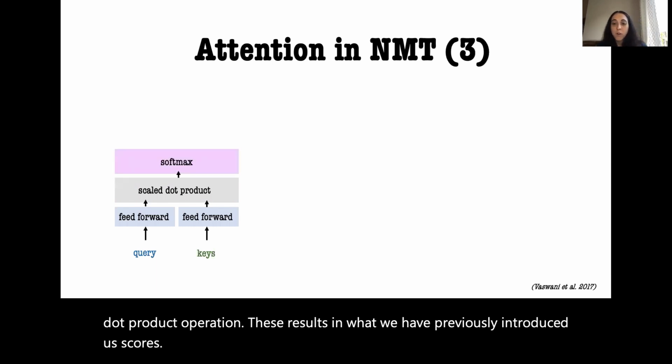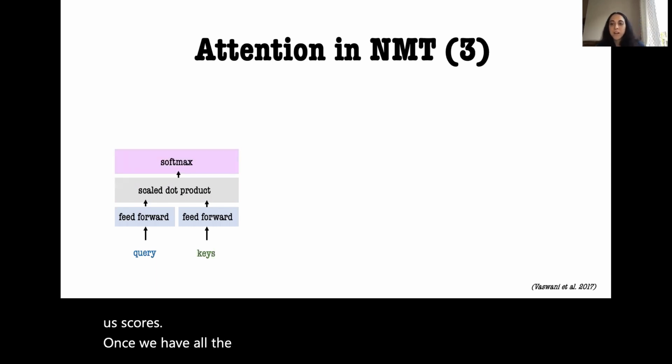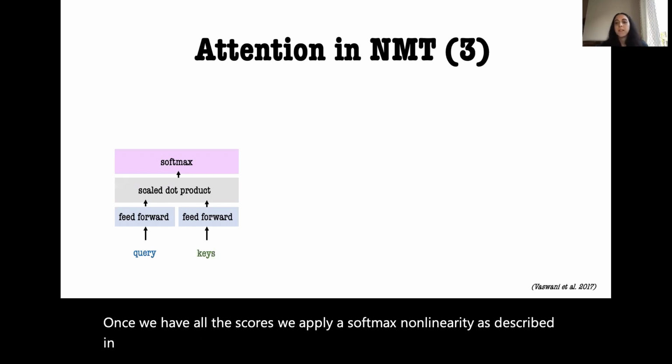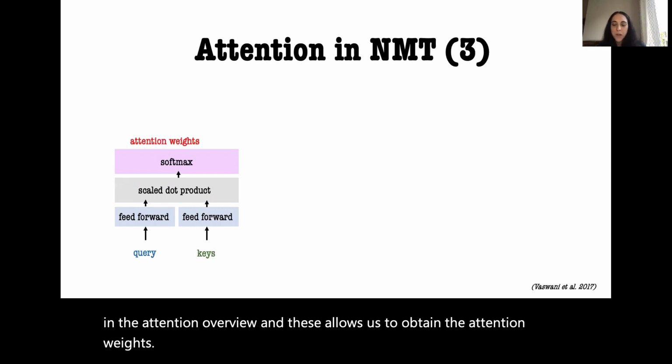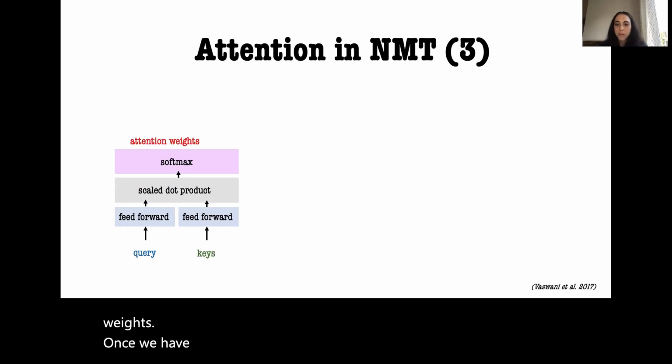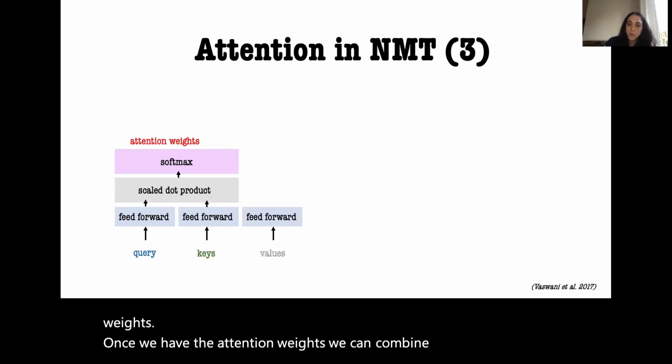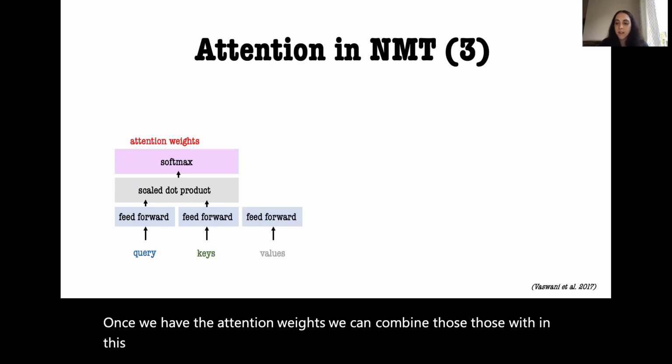Once we have all the scores, we apply a softmax nonlinearity as described in the attention overview. And this allows us to obtain the attention weights. Once we have the attention weights, we can combine those with, in this case, transformed values in the aggregate step.